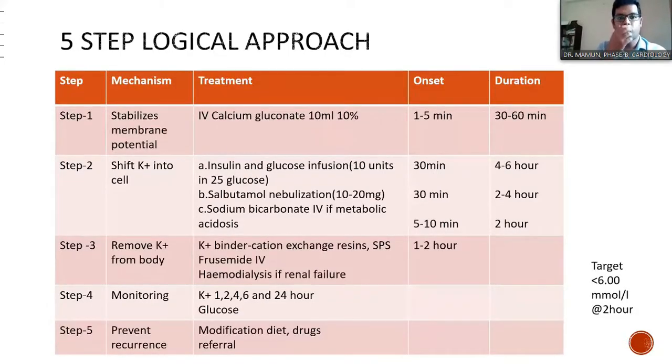This is the 5-step logical approach, which is recommended by the UK Renal Association 2019 guideline.